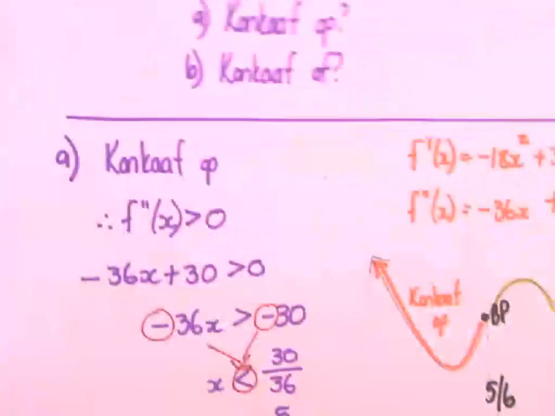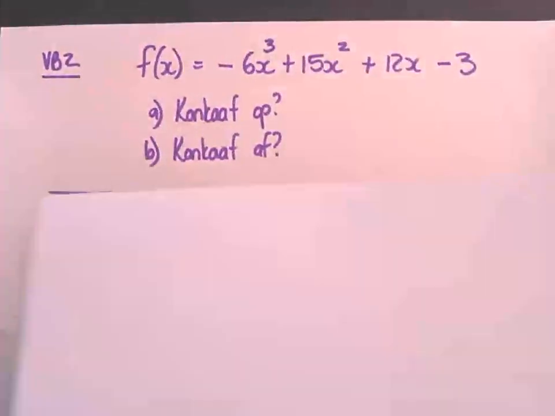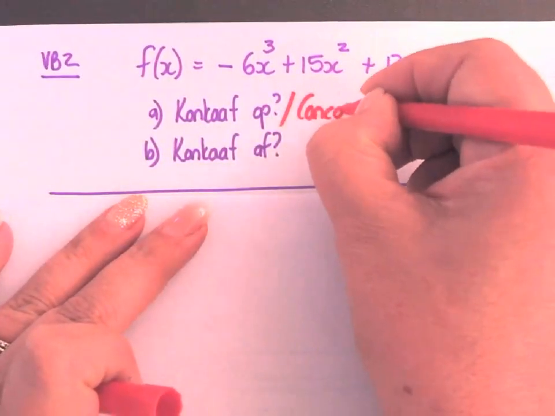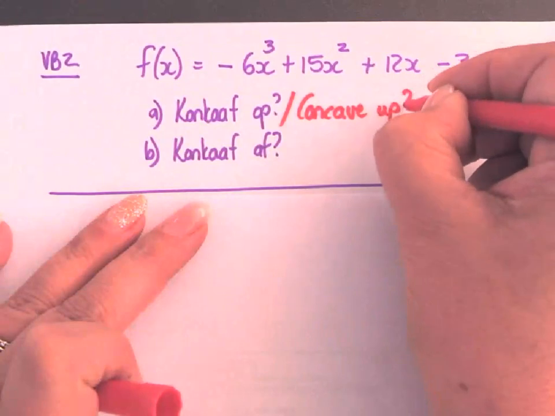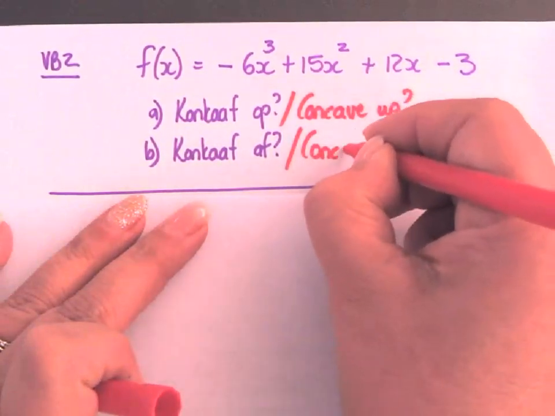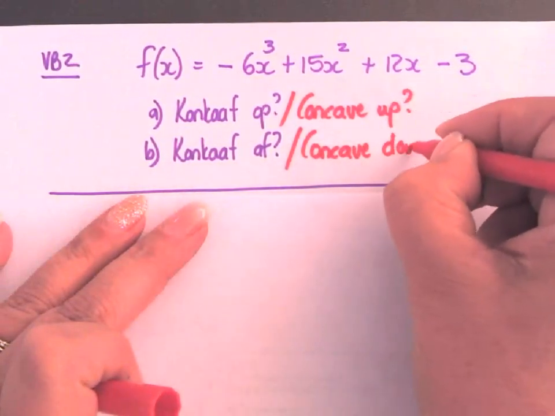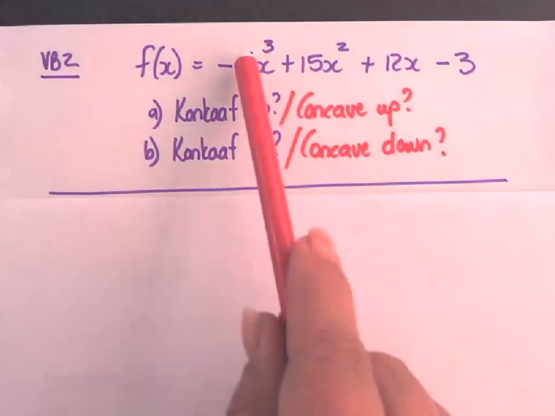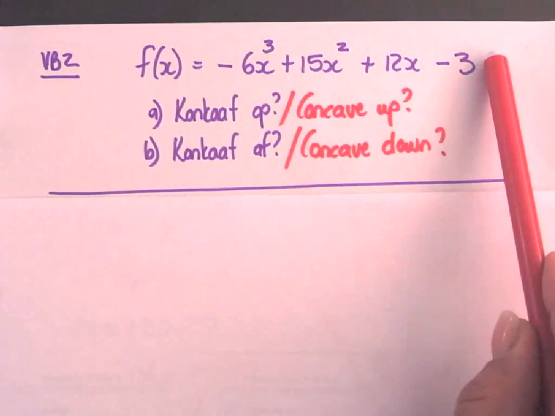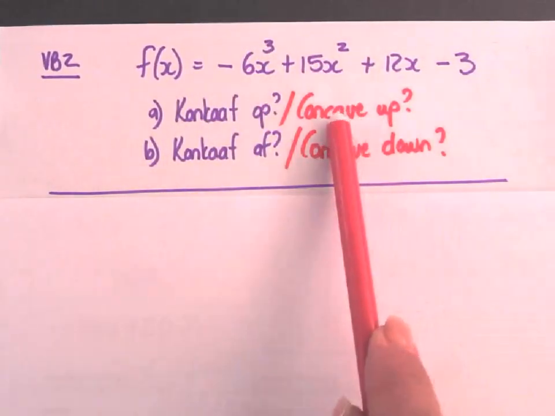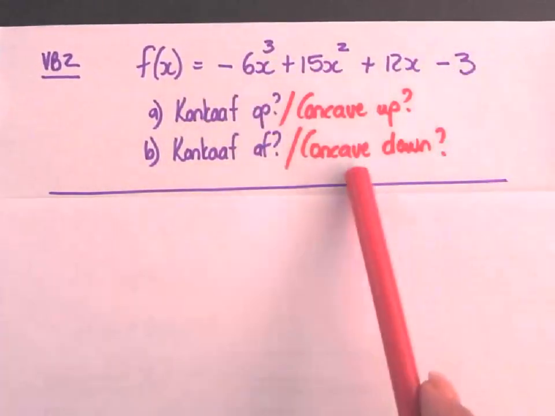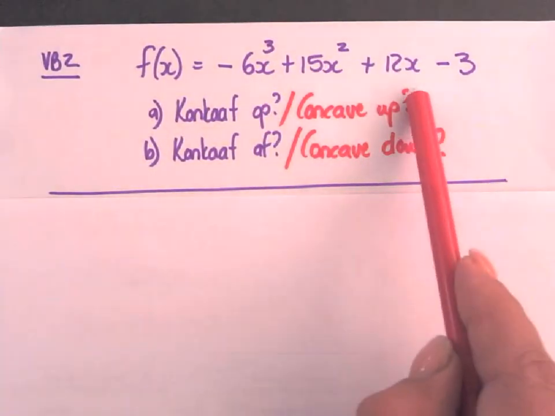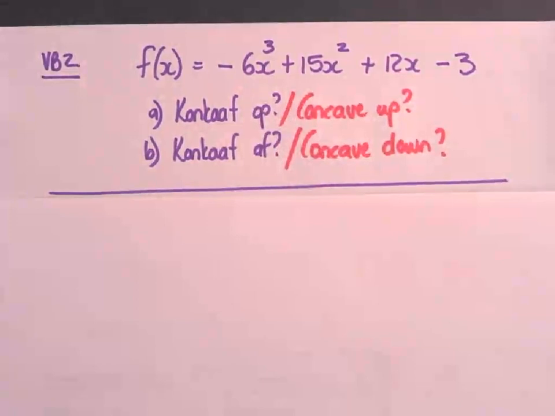Example 2. Now I give you a cubic function and I ask you, where is this function concave up and where is this function concave down? What is the formula for concave up? How do I get concave up?